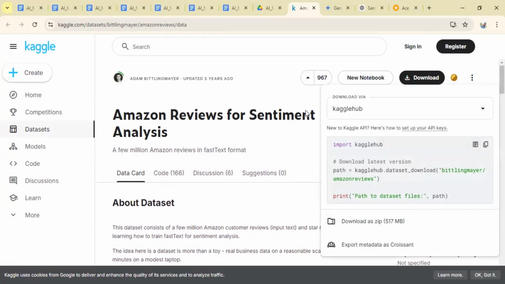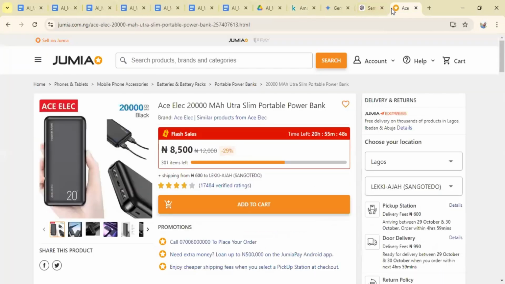So how to do that? Let me head over to Jumia and show you what we're going to do here. In Jumia, I have seen a particular product I want to buy. This is an Ace Elect 2000 mAh Ultra Slim Portable Power Bank. What I'm going to do is get the reviews of people that have actually bought the product, and I'm going to use their reviews to do this analysis.